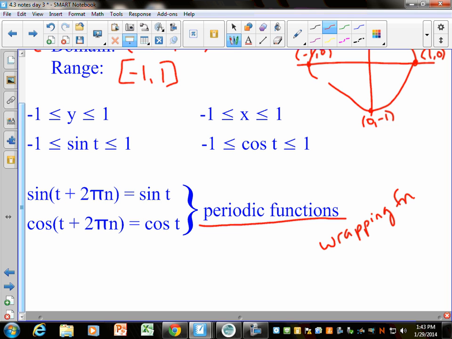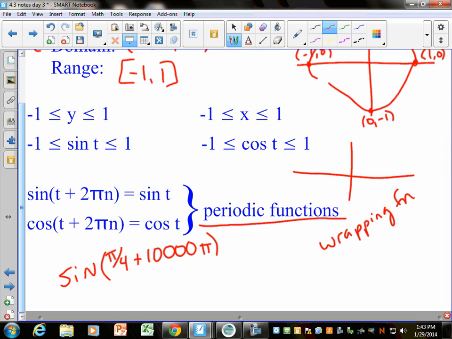So I think there's one on your homework that says, and I'm going to make up my own here, the sine of pi fourths plus 10,000 pi. It says, hey, what does that equal? The idea is, they don't really expect that you draw that circle and go around 2 pi, 4 pi, 6 pi, 8 pi. They don't expect that you just keep doing that till you get to 10,000 pi, right?